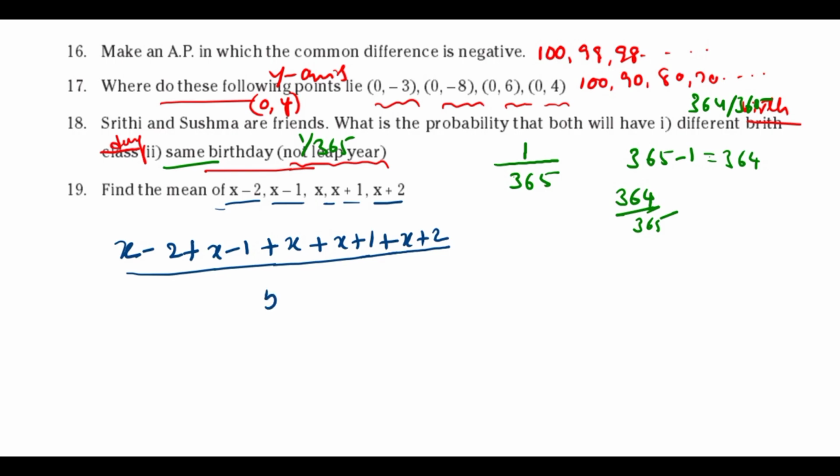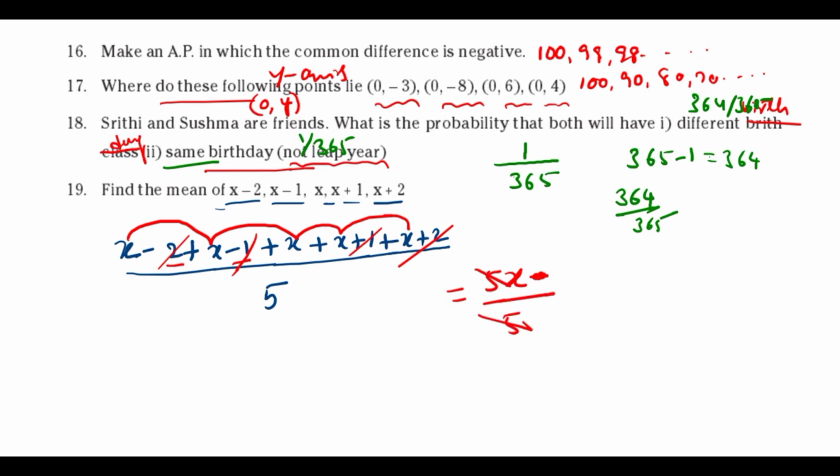Now you can observe how many x's are there? 1, 2, 3, 4, 5 x's. So then it is 5x, minus 2 minus 1 plus 1 plus 2. You can cancel this: minus 1 plus 1 get cancelled, minus 2 plus 2 get cancelled. So then it is completely 0. So no need to write anything here. Divided by 5. 5 cancel. You will get x as the answer for this question.